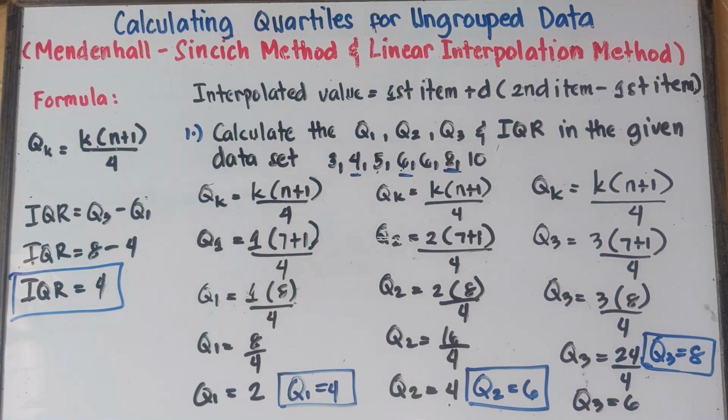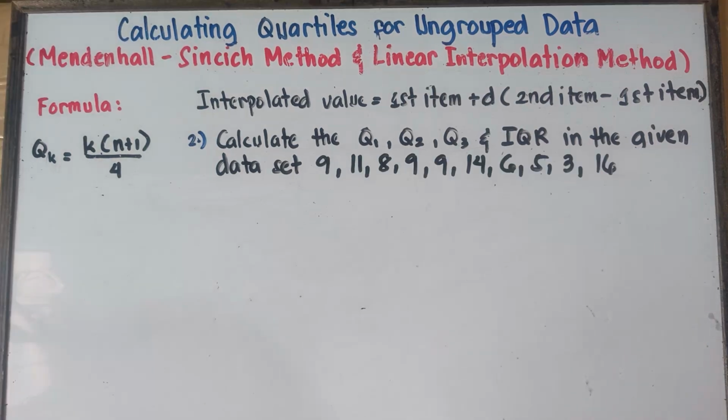Alright, so let's proceed now to example number 2, class. What if we have a decimal? Let's do it step by step. Calculate the quartile 1, quartile 2, quartile 3, and interquartile range in the given data set 9, 11, 8, 9, 9, 14, 6, 5, 3, and then 16.